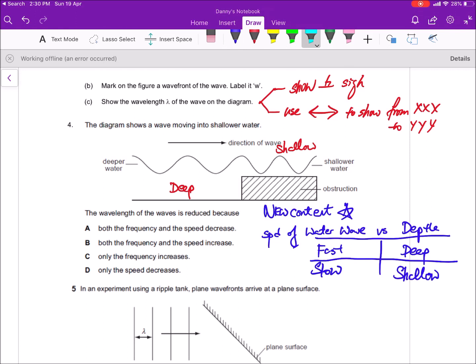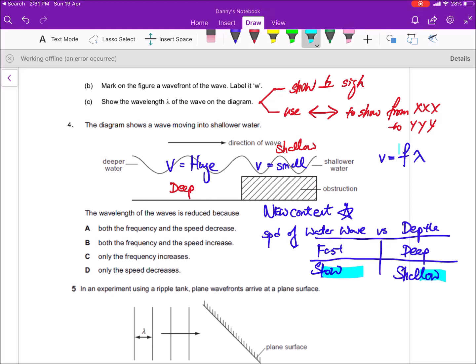So how do I remember it without knowing why? Just remember, shallow, it will be slow, okay? And if it's deep, it's fast. Now, if in shallow water it is slow, it means that down here, your speed v will be small, but down here, the v will be huge. And we know that the speed of wave is given by this formula, v equals f lambda.